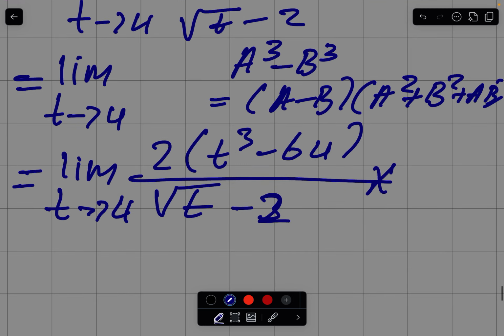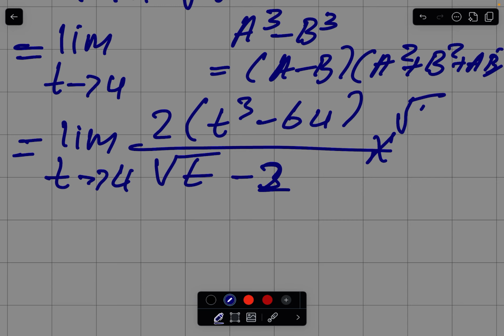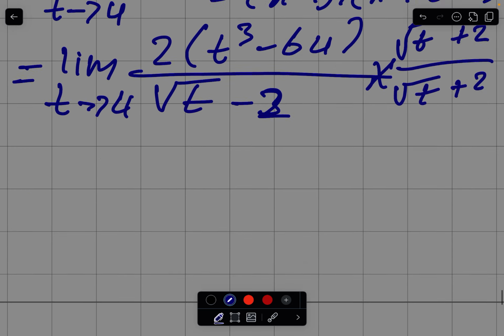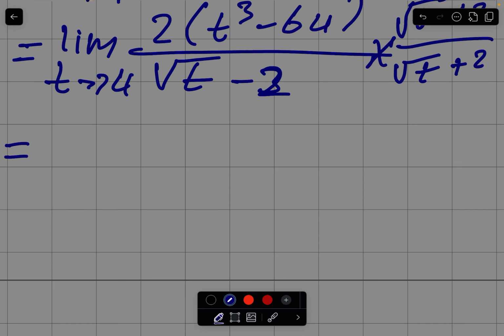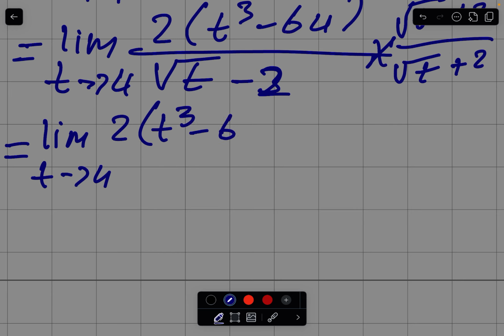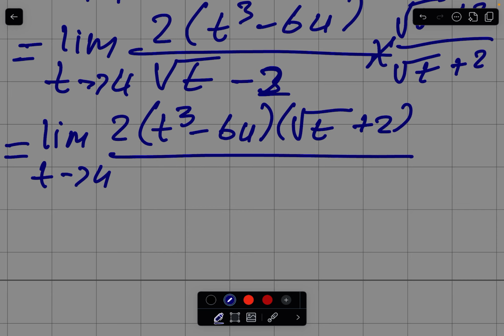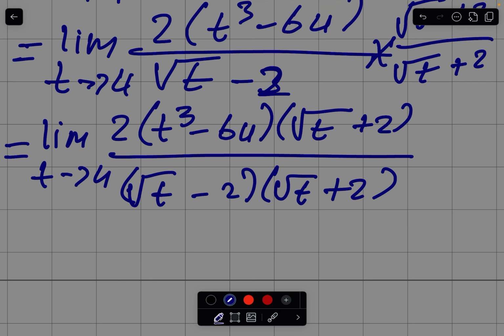Therefore, you are going to rationalize. You're going to have the square root of t plus 2 divided by the square root of t plus 2. Therefore, you are going to multiply. You have the limit as t approaches 4 of 2 into (t cubed minus 64) multiplied by the square root of t plus 2, the whole divided by the square root of t minus 2 multiplied by the square root of t plus 2.